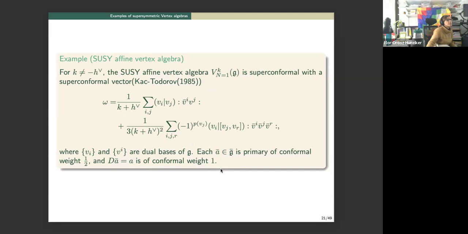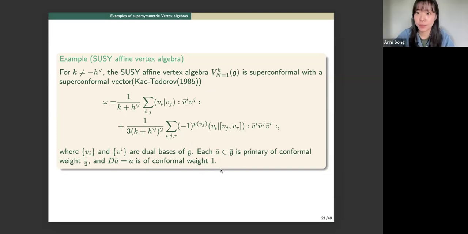Sorry, I forgot what superconformal means. This is going to be G. Yeah, it's going to play the role of G. Okay, thank you. So if you apply D to G, it's something like the Virasoro element.